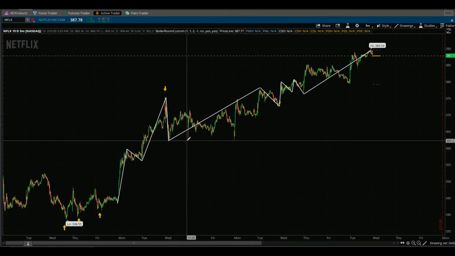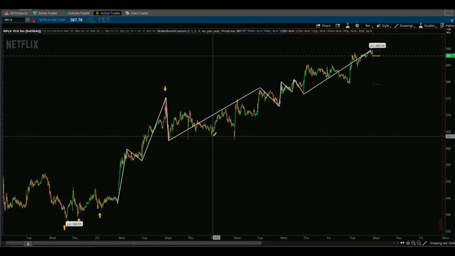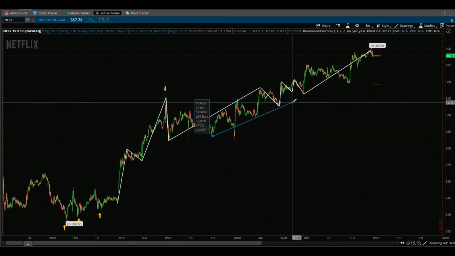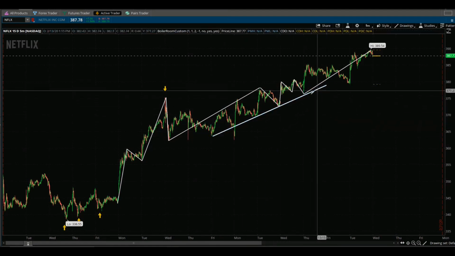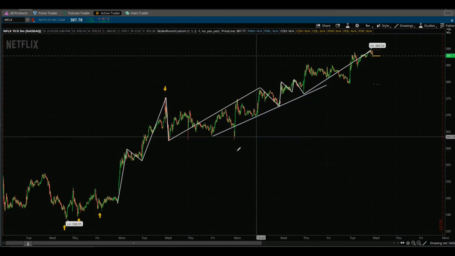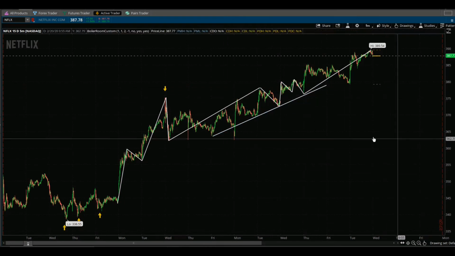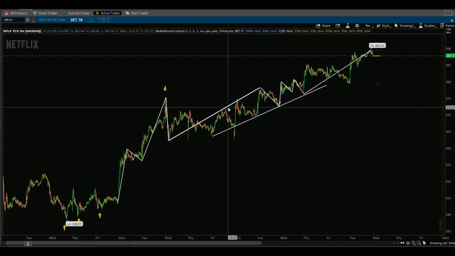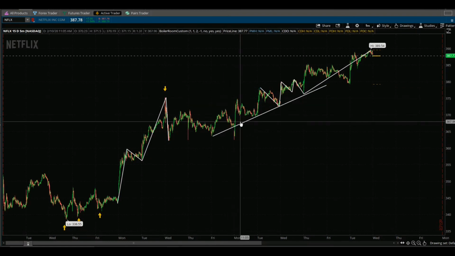Another trick you can do is just to draw a trend line. Just pick a bottom and draw a trend line on the bottoms of the candles. Are we going up? We're going up, so we're bullish, right? And the last little trick I'll show you, let me delete these lines.